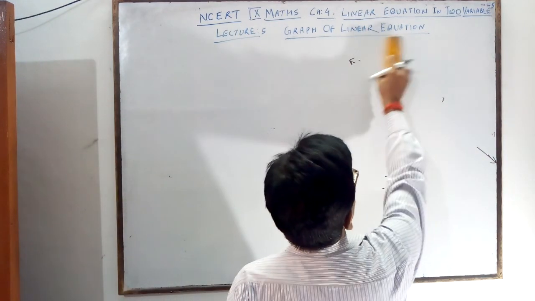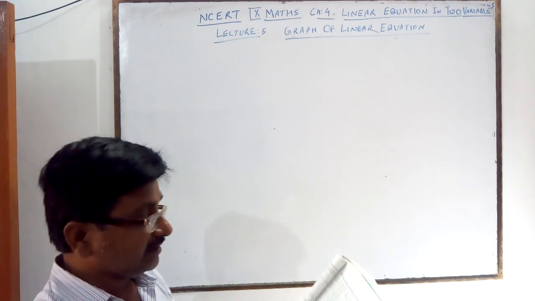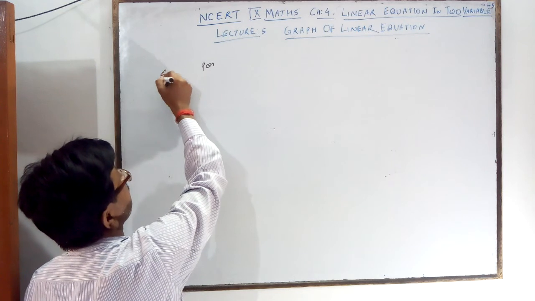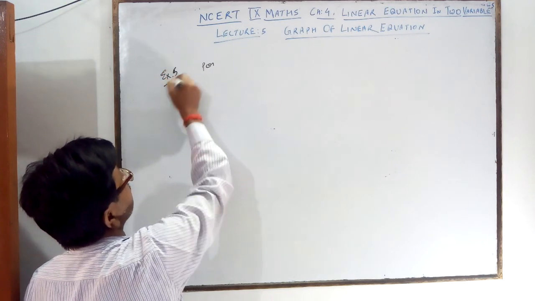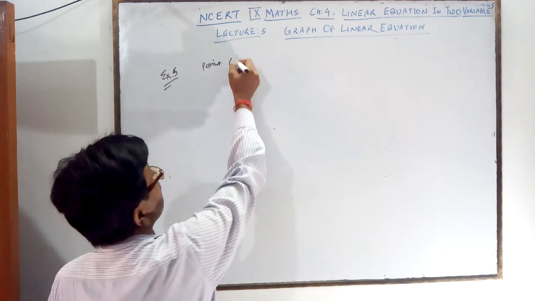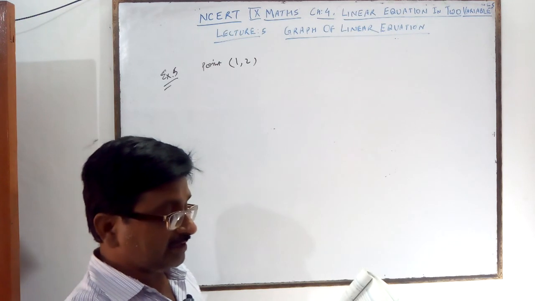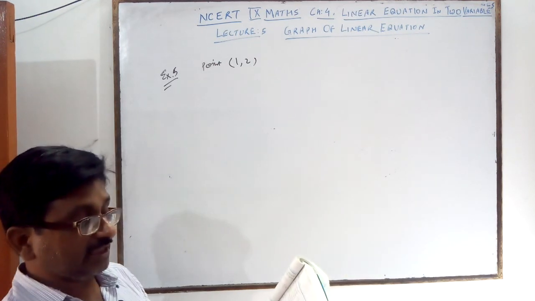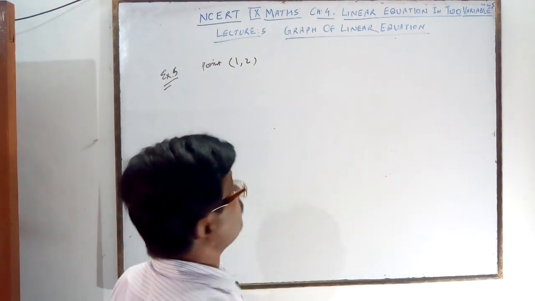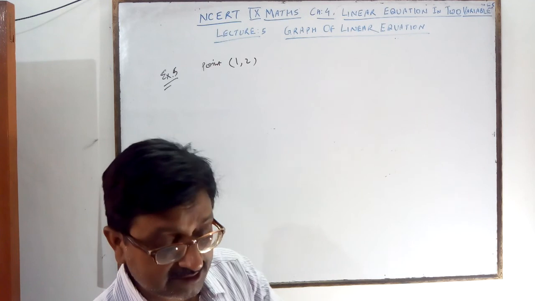Example number 5 of the book: a point (1, 2) is given. You want to find the equation of the line on which it lies. Point means it lies on the line. How will you find it, and how many such equations are there?